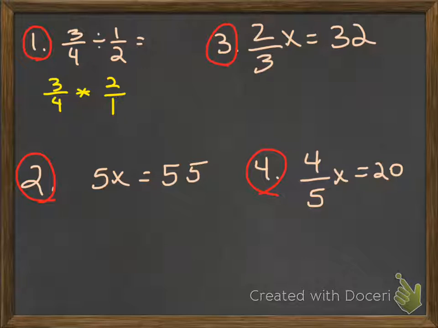And then when I multiply, I just multiply the numerators and the denominators here straight across. So we're going to have 6 here and 4 here, and then we can reduce that fraction to be 3 over 2. Okay?